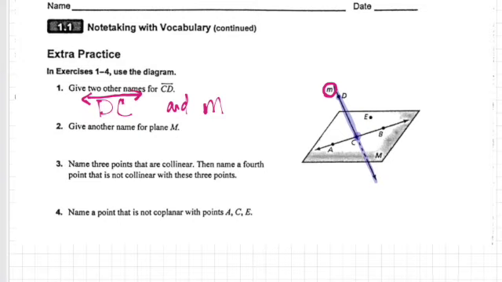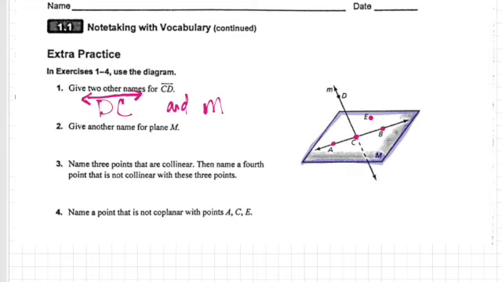Okay, so moving right along. Now the next question. They ask us to give another name for plane M. So plane M, let me find it here. So that's this plane here, the plane that most of the action is in. So I know that any 3 points that are not collinear can name M. So I said, well, A, C, and B, and E, these are all the points that are on this plane.